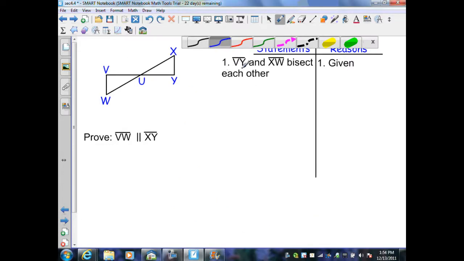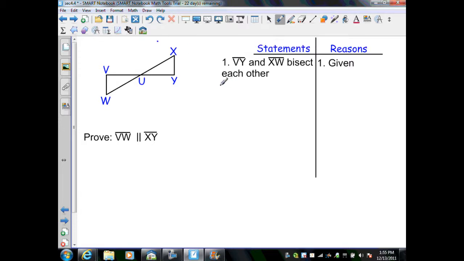Our last example, we have that segment VY and segment XW bisect each other. We want to prove that VW is parallel to segment XY. That is not part of CPCTC. That is another property. But we're going to follow the same procedure as we've had in the past here. What we're going to do is create congruent triangles, use CPCTC to generate some type of congruency that will help us prove that lines are parallel.